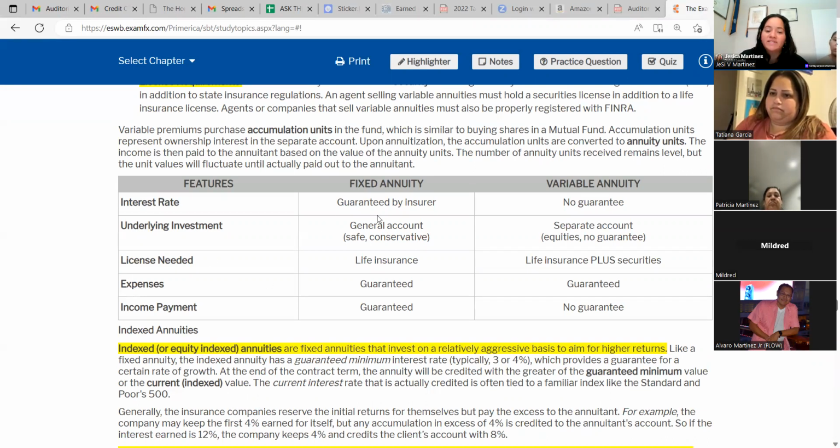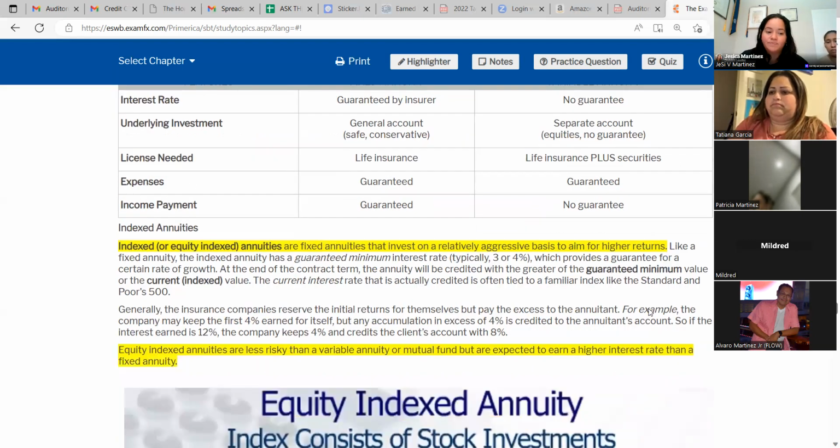License needed for the fixed annuity, only the life license, like we were talking about with life insurance as well. For the variable, because you're talking about securities and investments, you need your life insurance license plus your securities license. So security is just another name for the investments. Expenses, they're guaranteed on both. All of the accounts are going to have expenses in it. Income payments are guaranteed on the fixed accounts, but if you have a variable, it's not guaranteed that you're going to receive income from it. It all depends on how it does.